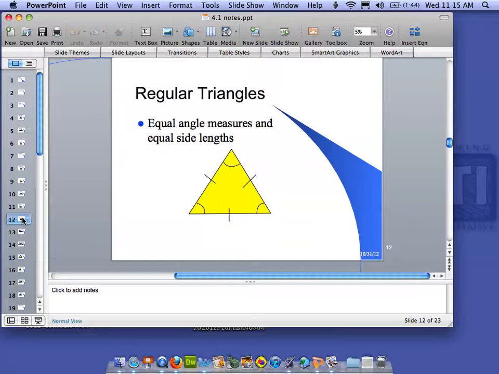A triangle is referred to as regular if it has both equal angle measures and equal side lengths. So the "and" here is important. Equal angles and equal sides. It's called a regular triangle. We refer to it as both equilateral and equiangular.